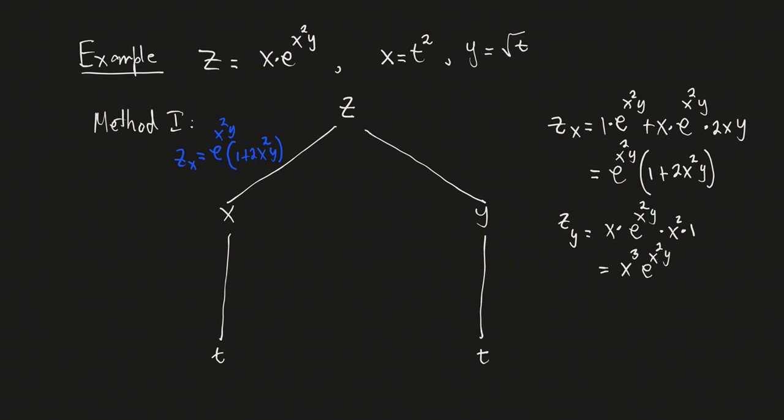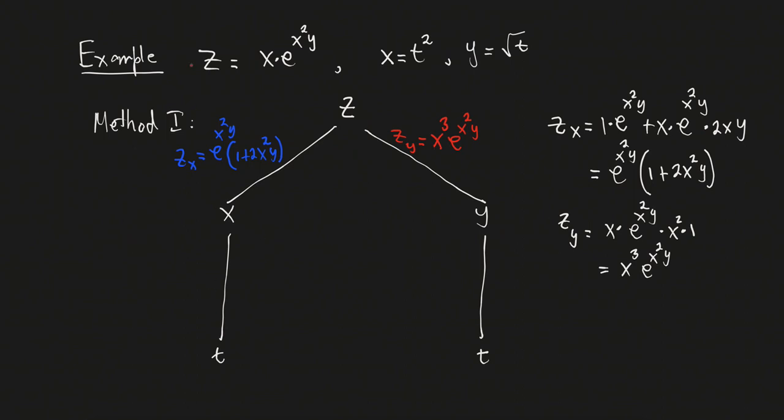So that's what I'll put on this branch. And like I said, in the spirit of festivity, we can decorate our tree with different colors. So we got x cubed e to the x squared y. Okay, right. So these are now our regular partials of z with respect to x and y.